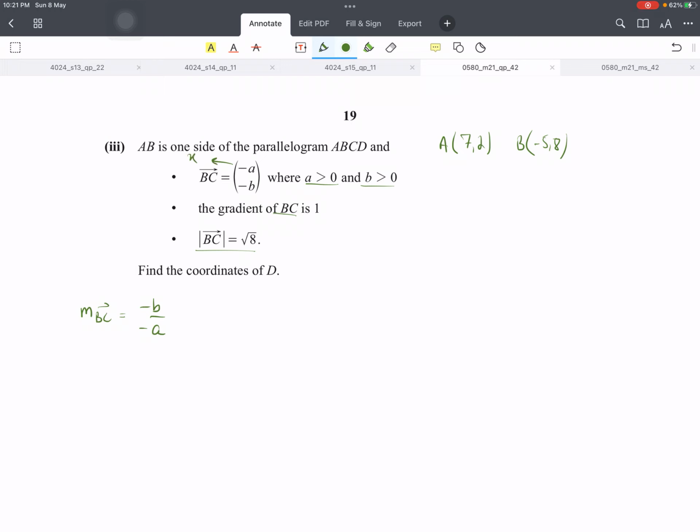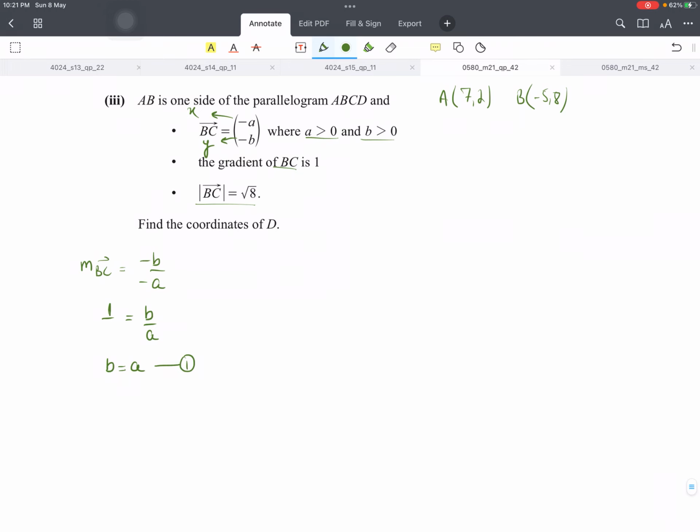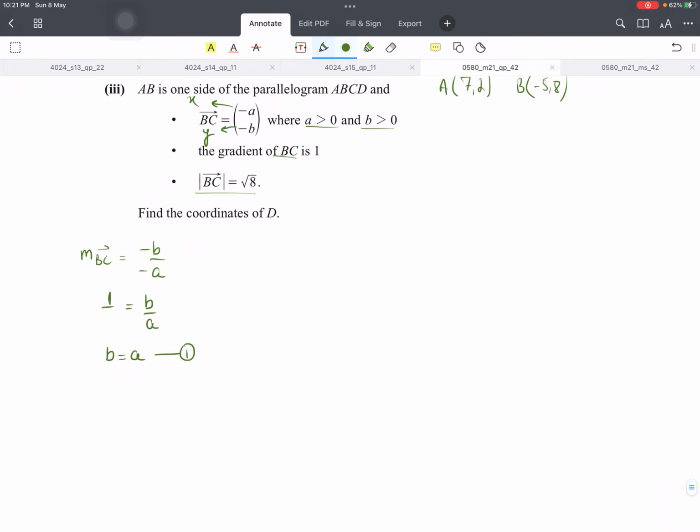Why? Because this is the x component and this is the y component. Gradient, as we know, is change in y upon change in x, so it's simply going to be y divided by x. If we simplify this, we get b upon a, and this, according to the question, is equal to 1. Cross multiplying tells us that b is equal to a.